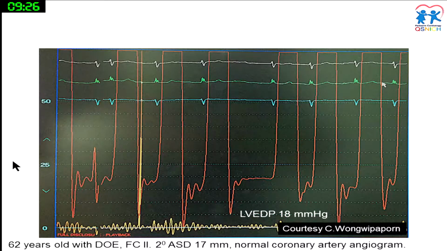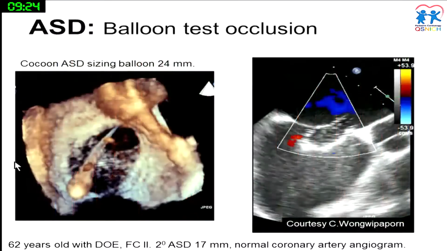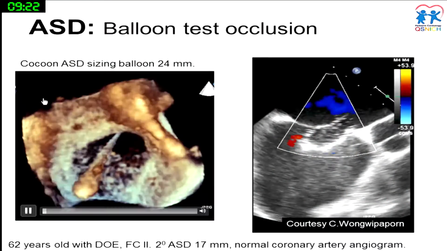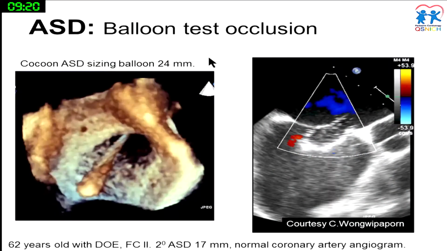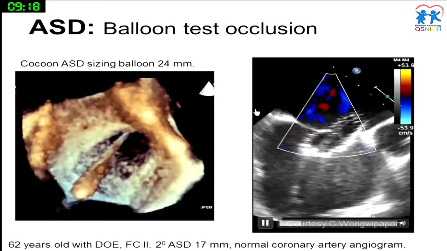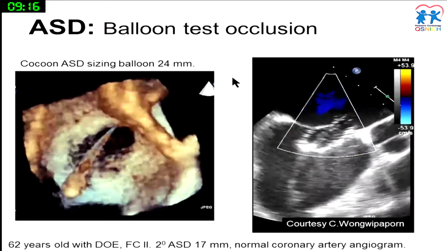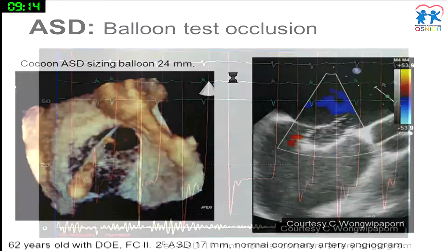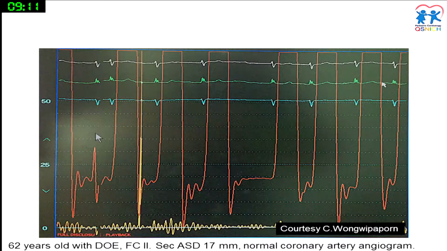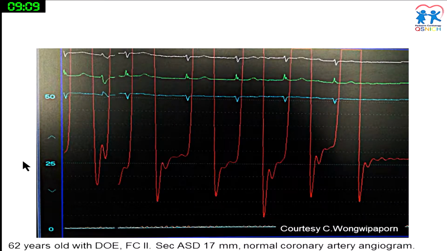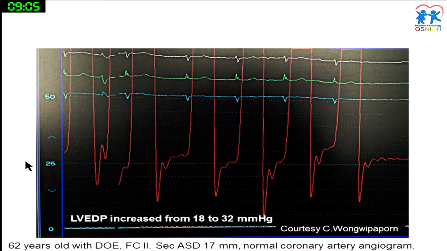Well, not that bad, but not normal, definitely. And this is very important. When you deal with this kind of situation, you need to do test occlusion. Why? Because if you properly carry enough in terms of the physiology. So this is before balloon test occlusion, and this is after balloon test occlusion. As you can see, the EDP increased from 18 up to 32.